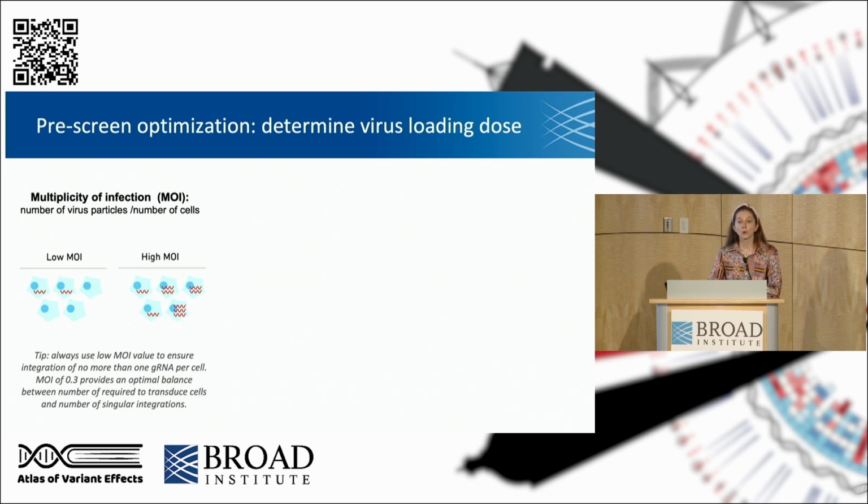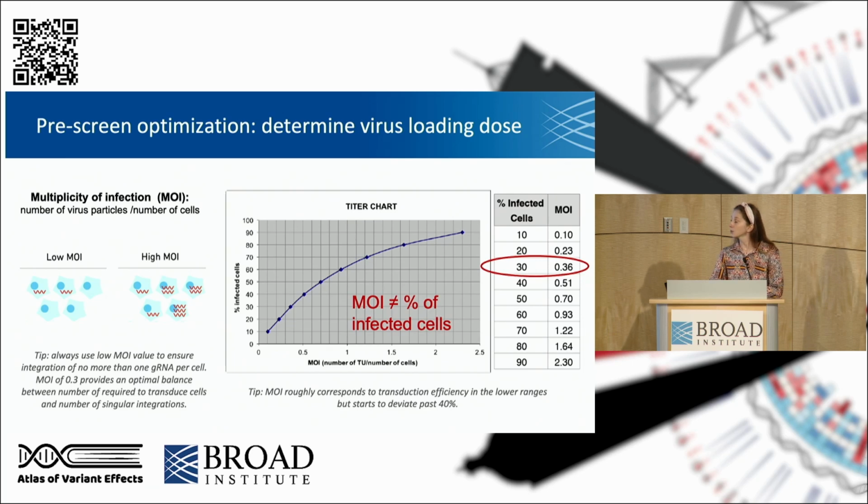MOI stands for the number of virus particles which end up in one cell. So in order to achieve good results in the screen, we would aim to have MOI of approximately 0.3. So how does one determine the MOI? This value can be extrapolated from the percentage of the infected cells in the population.